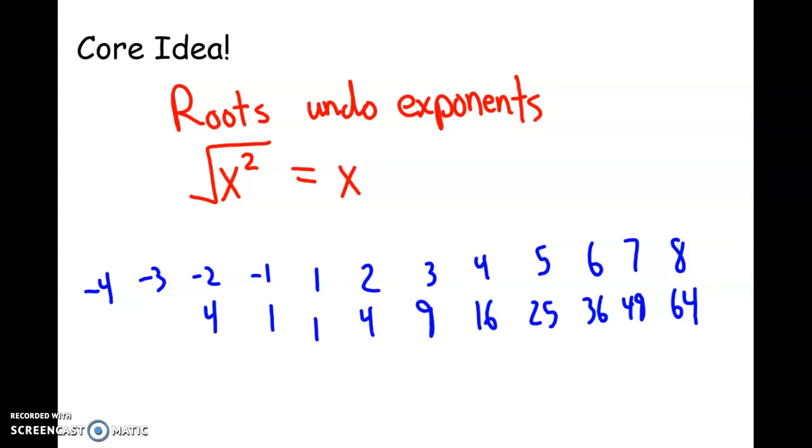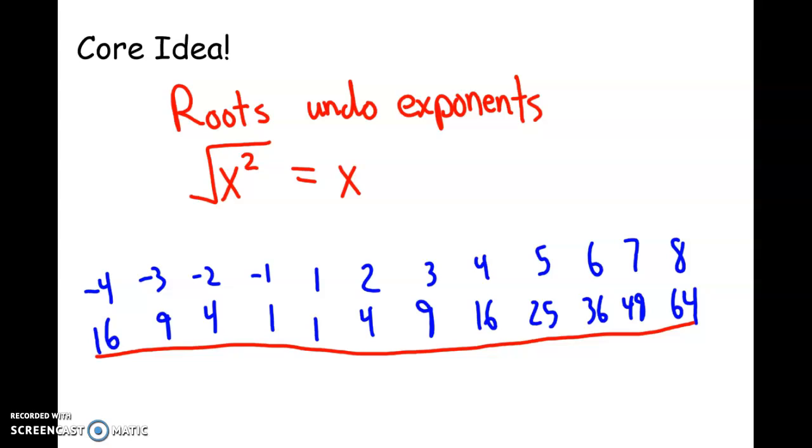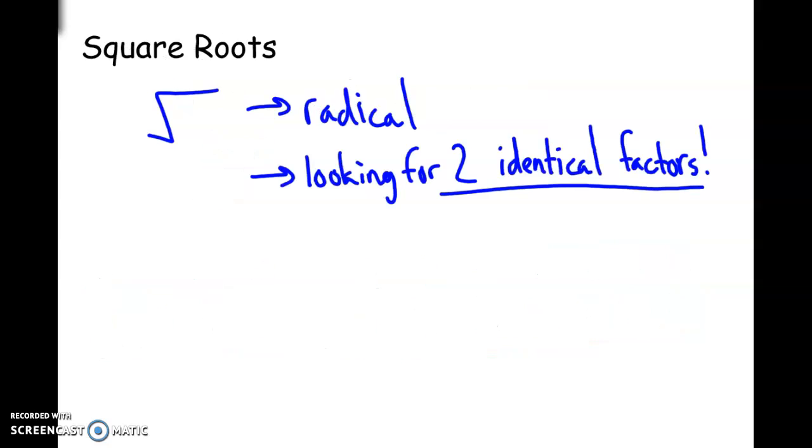1, 4, 9, 16. These numbers right here are the ones we have to look out for. We need to know these numbers. And you should know the perfect squares up to about 20. And because that's what the square root does, is it undoes them. We're looking for two identical factors.